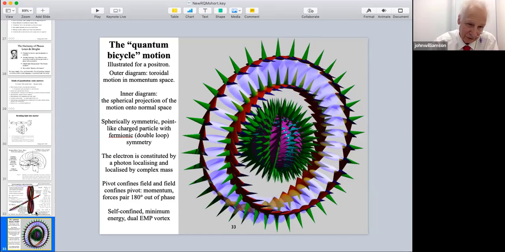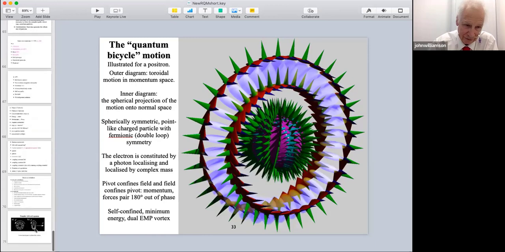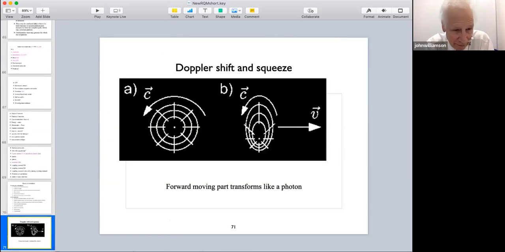Well, I wasn't going to do this, but I think I'll do this. I've actually got a slide here somewhere, right at the bottom. There we are. Slide 71. The reason that it's point-like is because this is a representation of the electron going around and around in a loop.